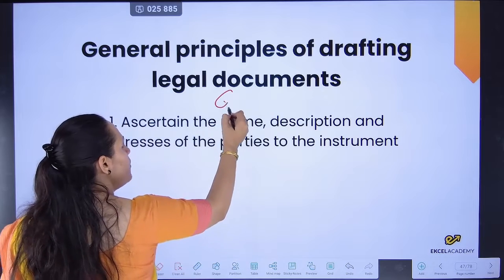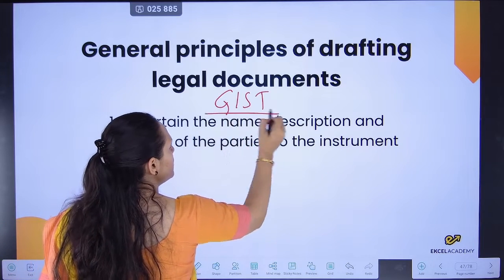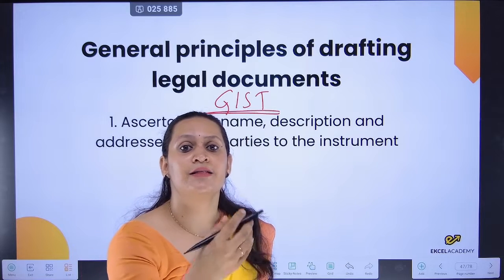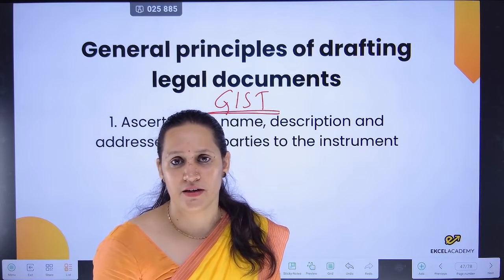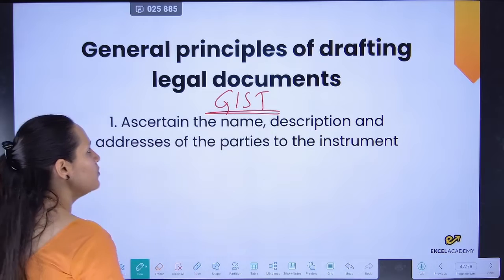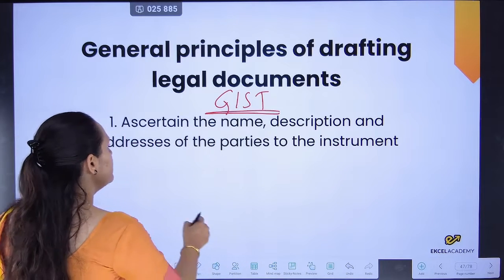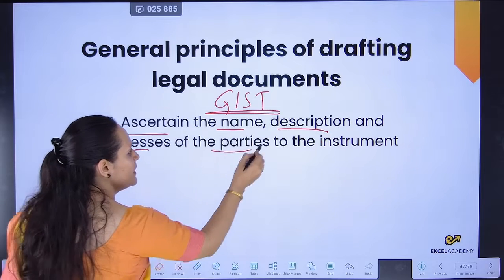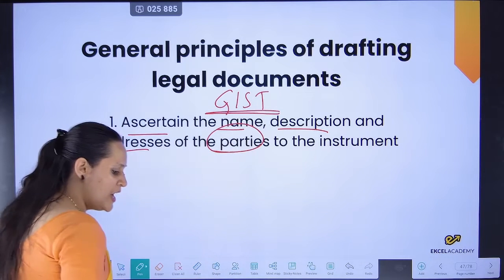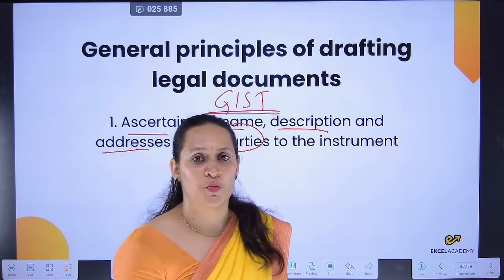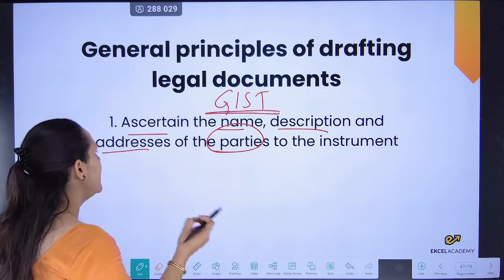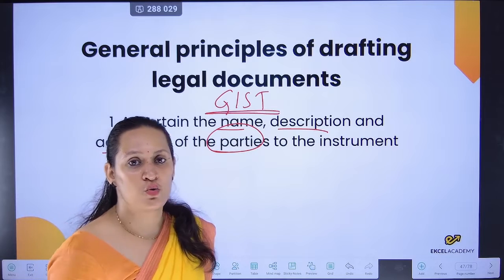The most important things, or the principles that you should remember for successfully understanding the remaining chapters of this entire subject. First and foremost, the basic principle is ascertaining the name, description and address of the parties to an instrument. Whenever you are going to do a legal documentation work, you should be very specific about the name, address and the description of the property that you are going to talk about.